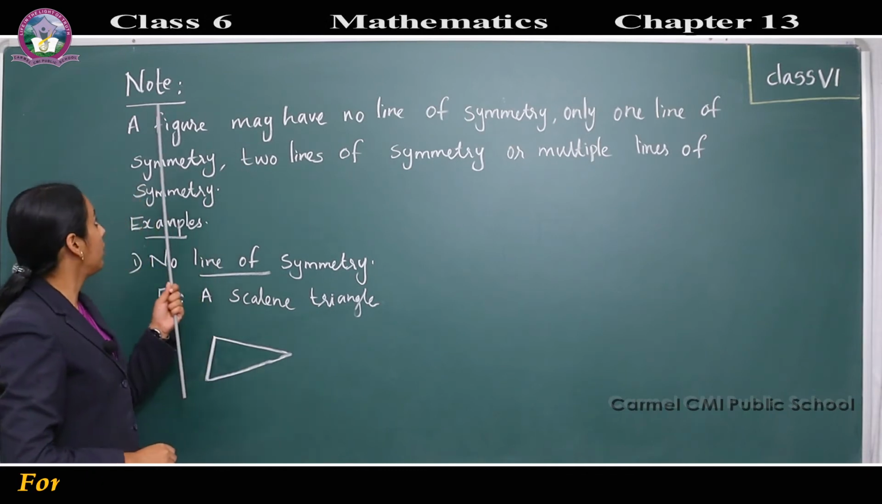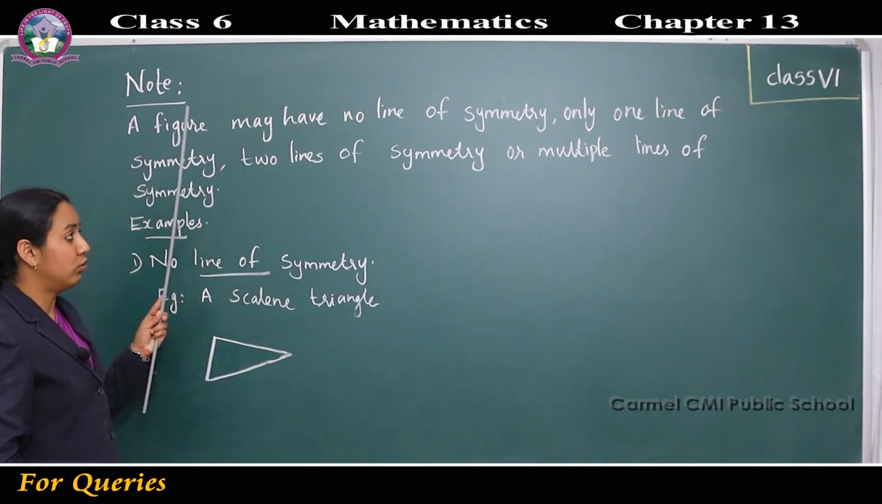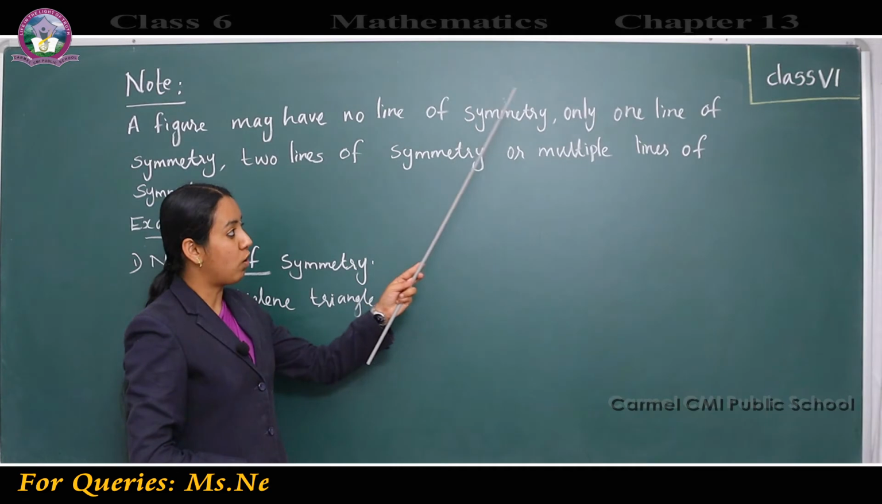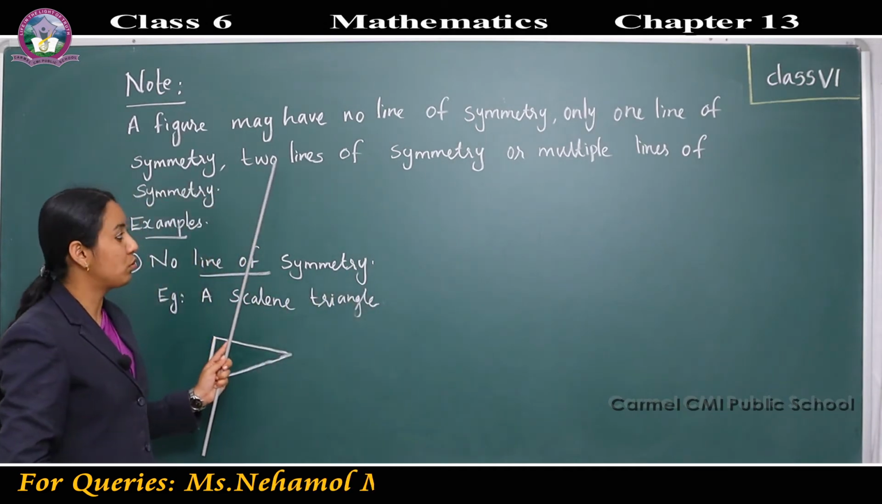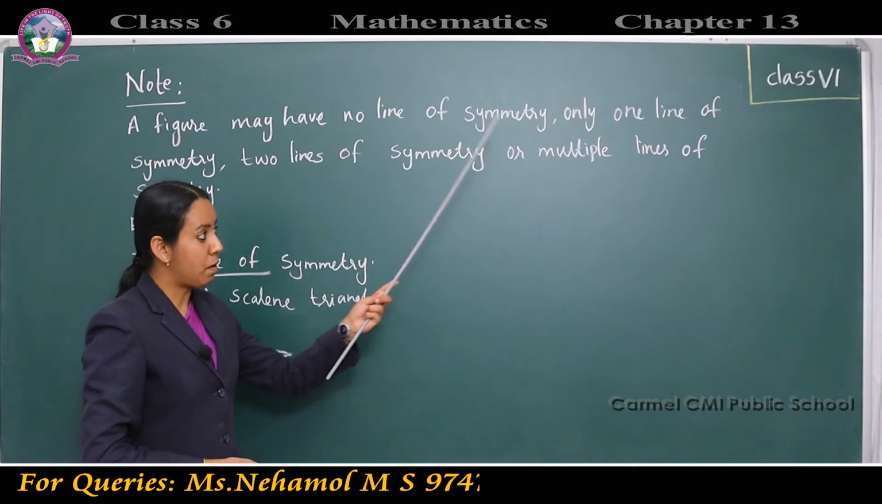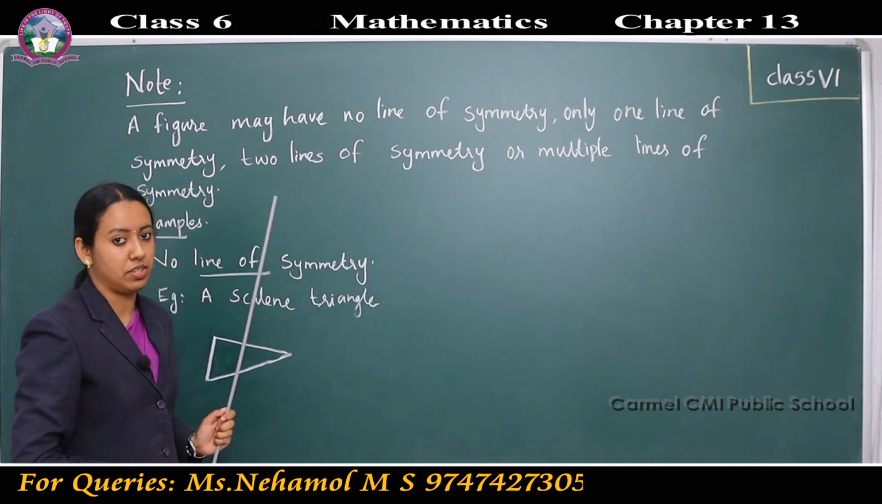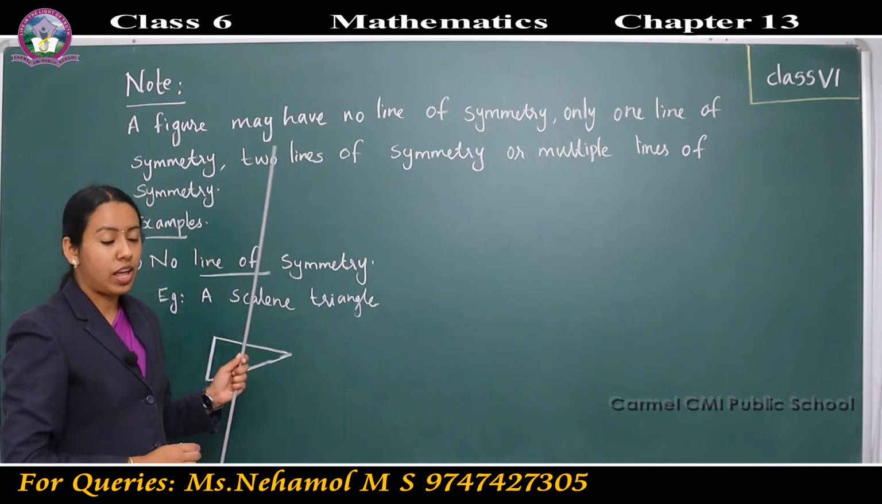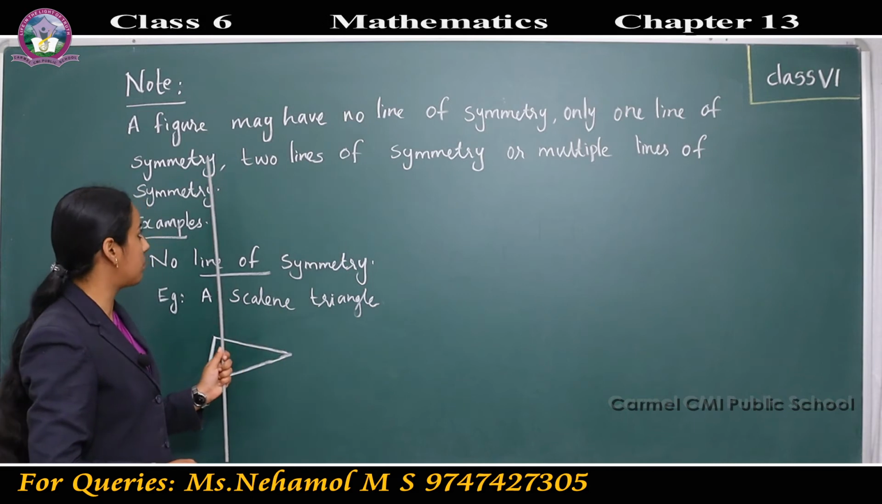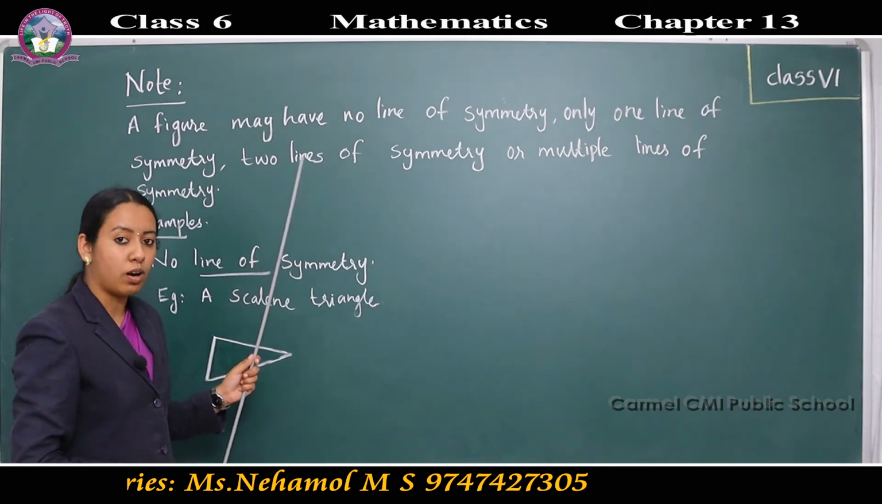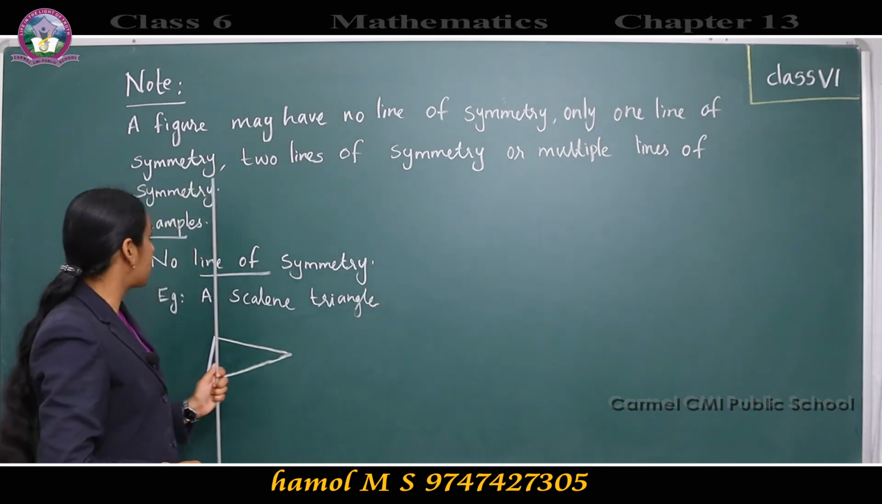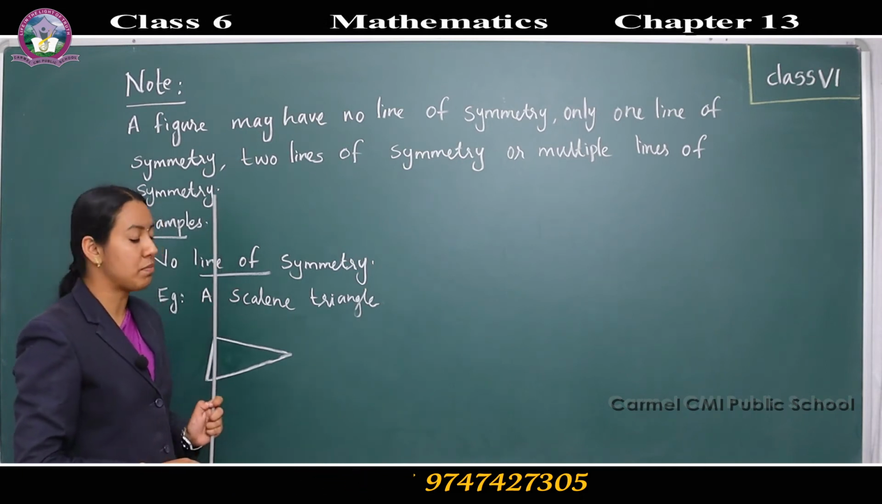Next one, note. A figure may have no line of symmetry, only one line of symmetry, two lines of symmetry or multiple lines of symmetry. We can go through some examples.